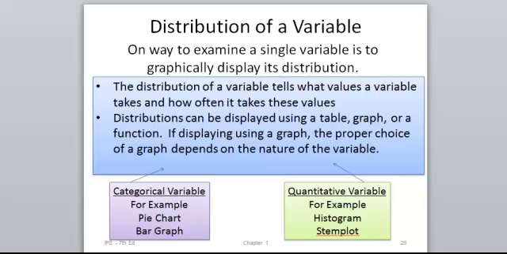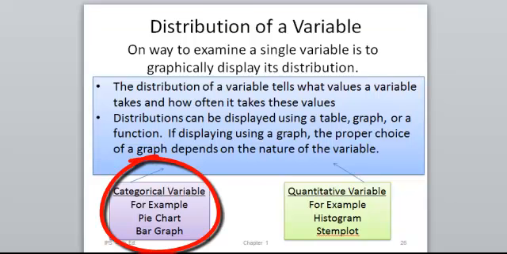One way to examine a single variable is to graphically display its distribution. The distribution of a variable tells what values a variable takes on and how often it takes on these values. Distributions can be displayed using a table, a graph, or a function. If displaying using a graph, the proper choice of a graph depends on the nature of the variable.